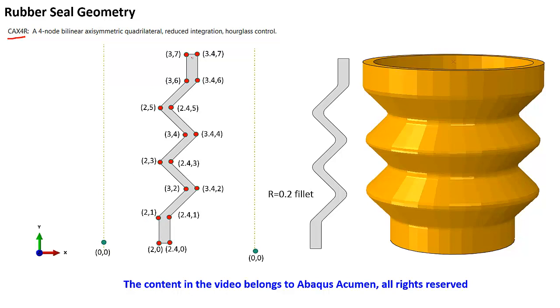I put these coordinates so you can easily model the rubber seal. If you check, the ID is 2, the width is 0.4, the total height is 7 millimeter, and the extreme end OD is 3.4. We'll build this, and once you build this, give a fillet. You see this fillet, which is 0.2 millimeter.